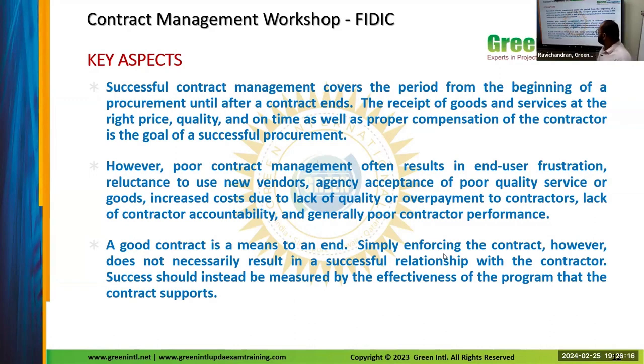A good contract is a means to an end. Simply enforcing the contract, however, does not necessarily result in a successful relationship with the contractor. Success should instead be measured by the effectiveness of the program that the contract supports. So basically, the contract should meet the purpose of the end user who's going to use the goods or the service. It should fully meet the needs of the end user. Then the contract is considered to be successful.